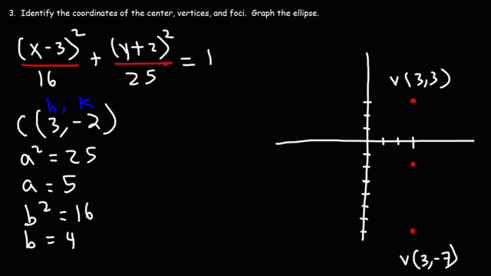Now, let's focus on b. B is 4, and it's associated with the x variable, so we're going to go 4 units to the left and 4 units to the right, starting from the center. So let's go 4 units to the right. So we get this point here, and then 4 units to the left will take us to this point.